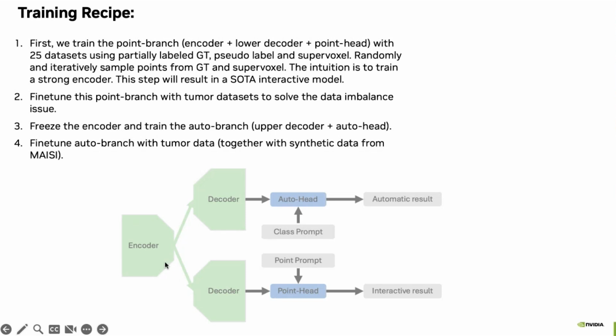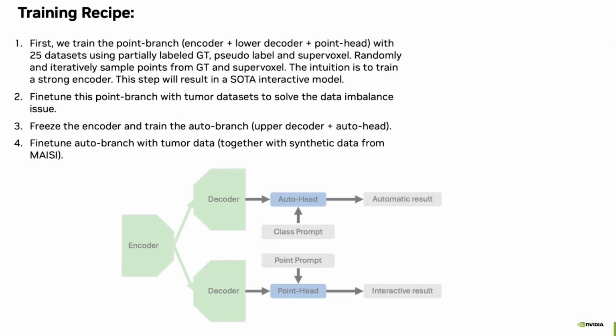After finishing this interactive part, we freeze the encoder and train this olive branch, this upper part. And we only use pseudo labels and the labeled ground truths. The supervoxel was not used in this part because the supervoxel doesn't contain any class-related information.